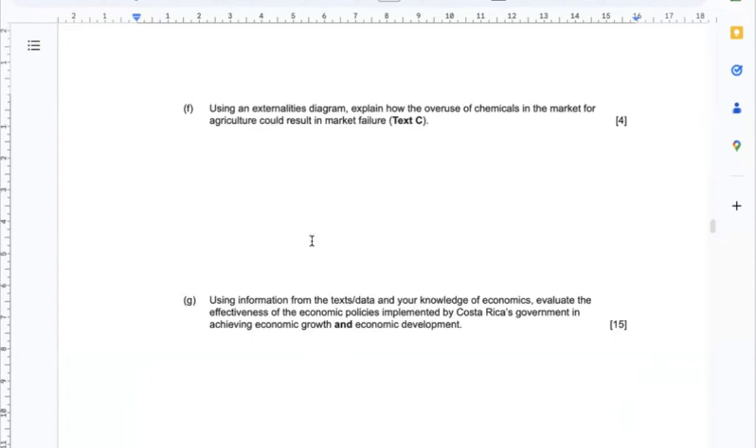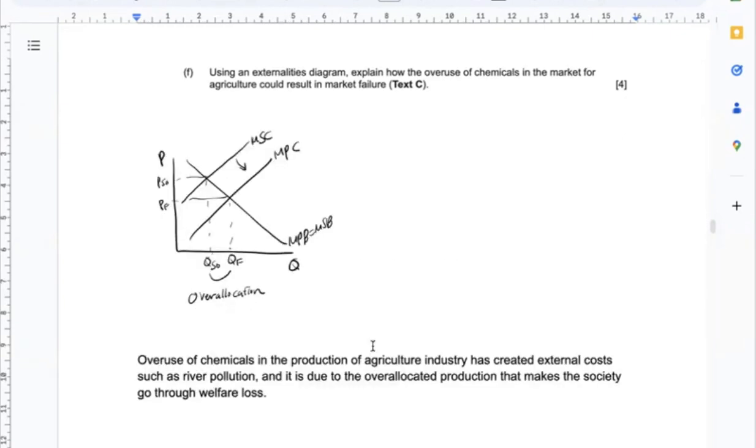Question F. Using an externalities diagram, explain how the overuse of chemicals in the market for agriculture could result in market failure. Overuse of chemicals in the production of agriculture industry creates external social costs, such as river pollution. And it means that the industry over-allocates the resources, thus making the society go through welfare loss.